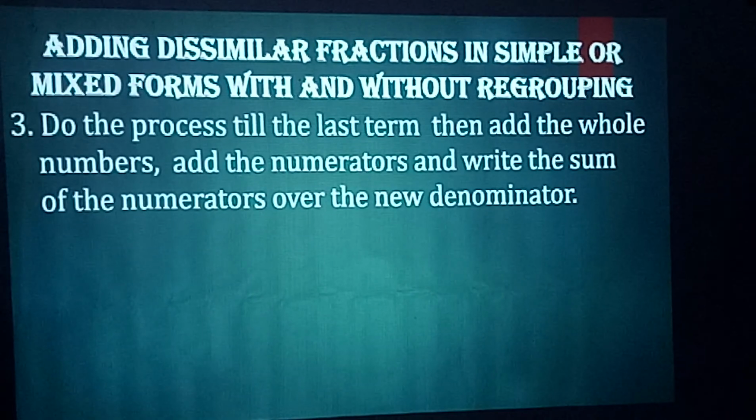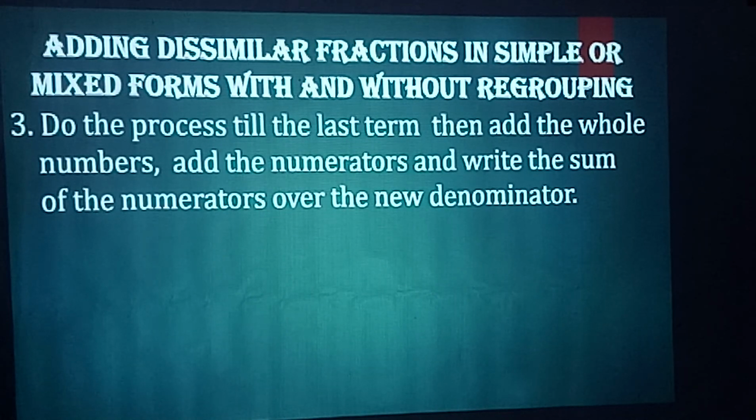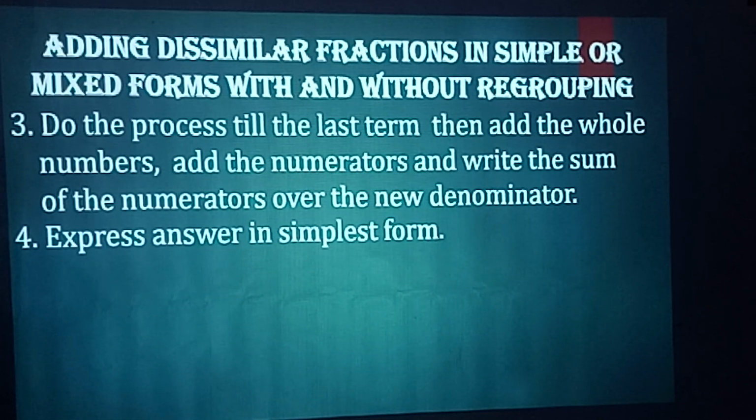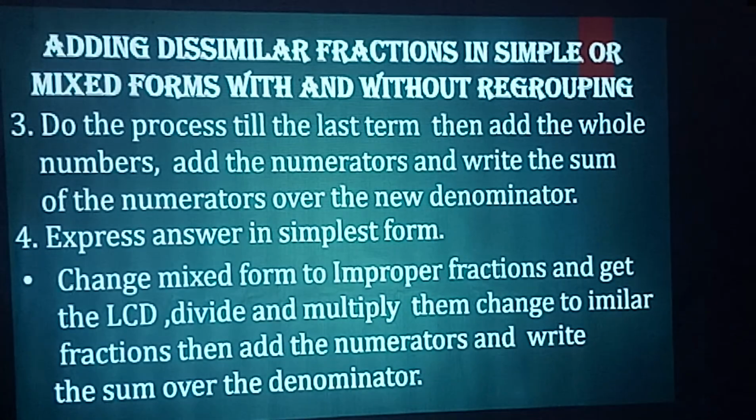And do the process till the last term, then add the whole numbers, the numerators, and write the sum of the new numerators over the new denominator or the LCD. And then express the answer in simplest form if possible. Or you can change mixed form to improper fraction and then get the LCD, divide and multiply them, then change to similar fractions, then add the numerators and write the sum over the denominator. So same concept.